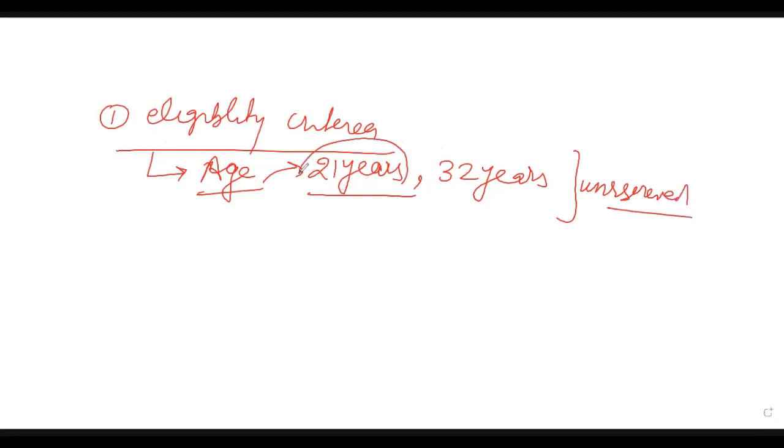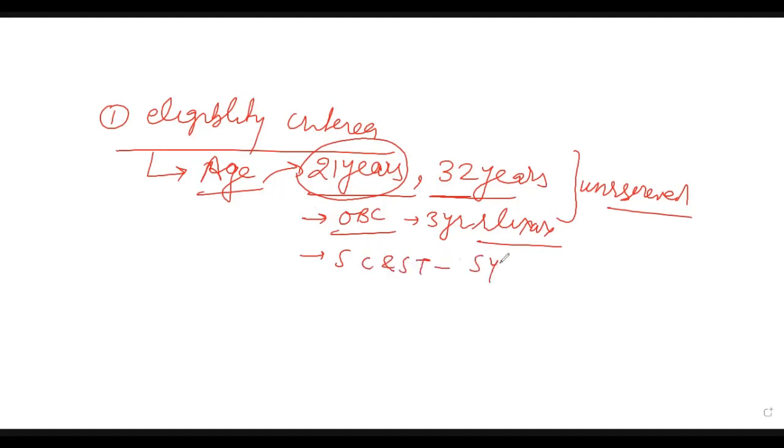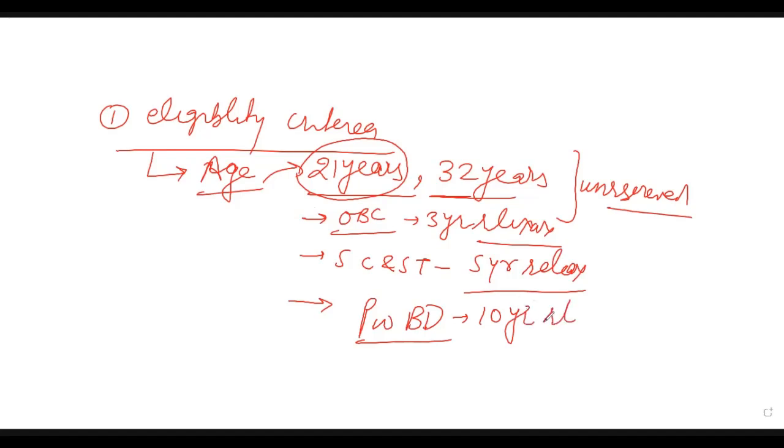Now this minimum age remains the same for all the categories, but the maximum age changes for various categories. For OBC, 3-year relaxation is given. For SC and ST, 5-year relaxation. For persons with benchmark disabilities, 10-year relaxation is given.